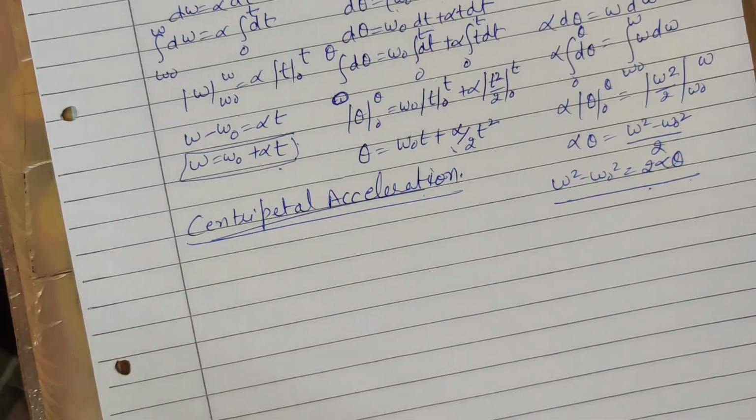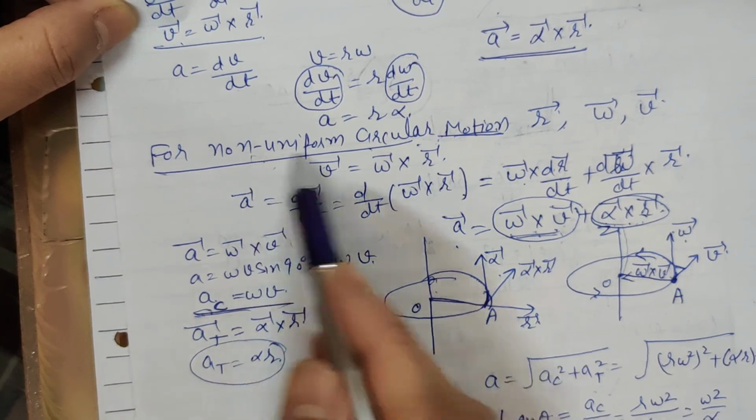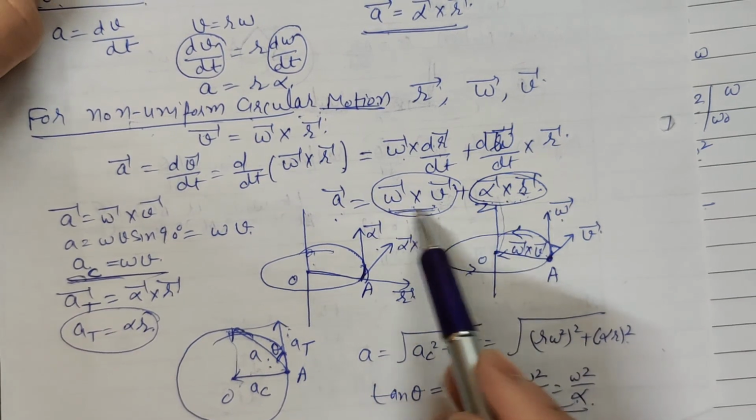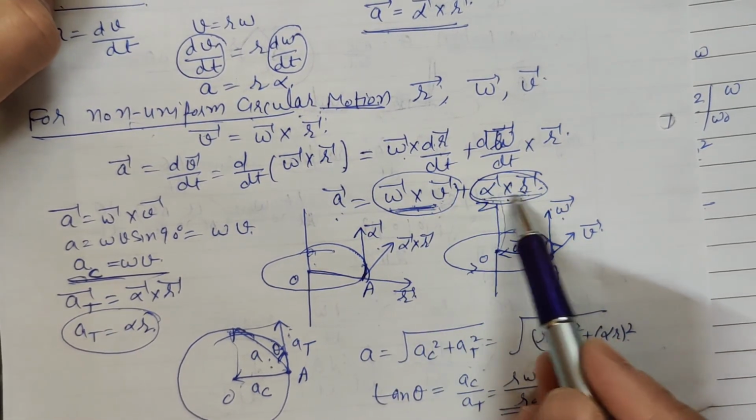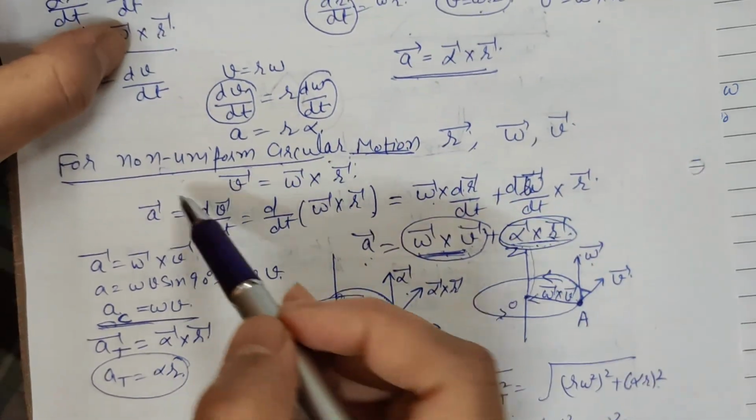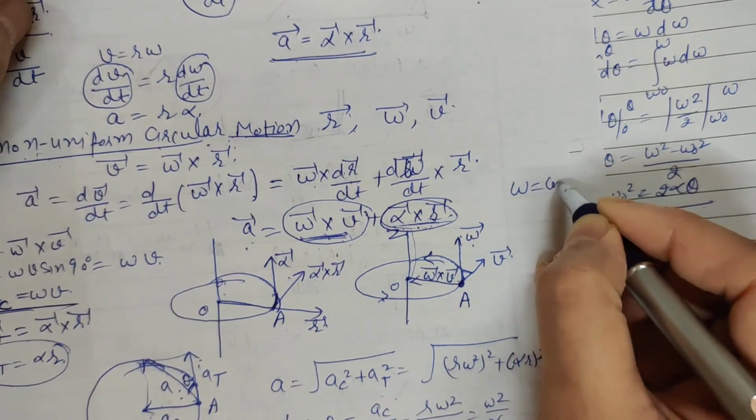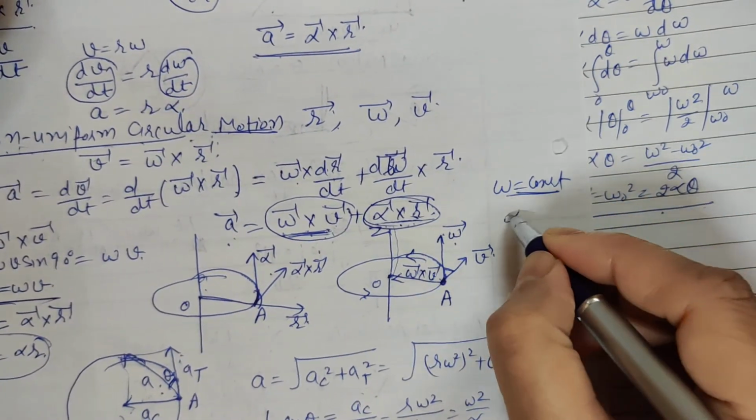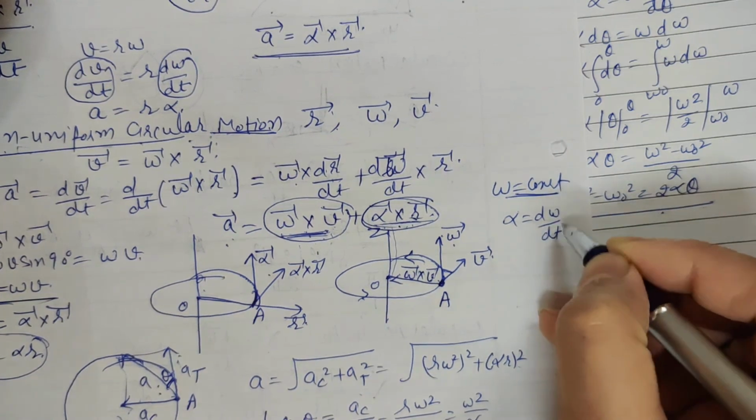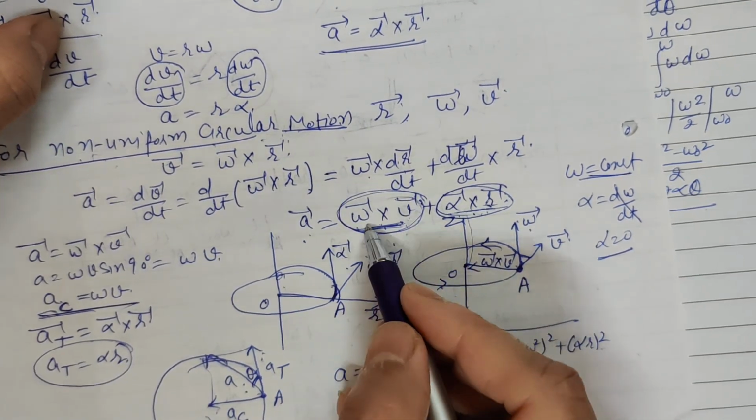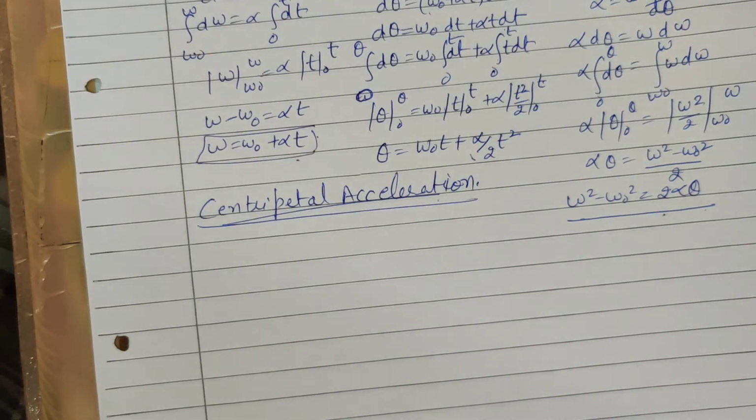Because for non-uniform circular motion, we have studied that the total acceleration is the sum of two accelerations. This is called centripetal acceleration, and this is called transverse acceleration. But when the motion is uniform, then omega is constant. And when omega is constant, what is alpha? d omega by dt, the derivative of a constant, is 0. This means only one component exists for the acceleration, and that acceleration is called the centripetal acceleration.